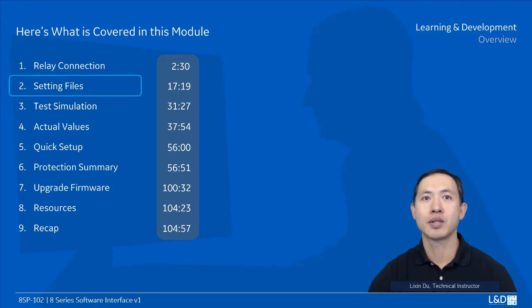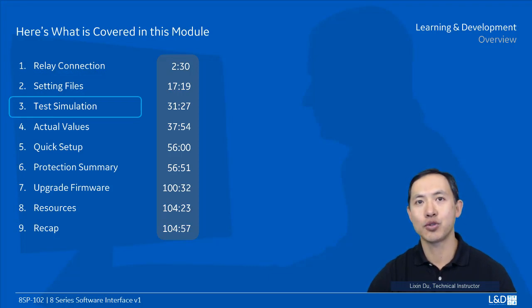Setting files. In this session, we'll introduce how to read and write the setting file, how to duplicate, rename, edit, and compare the setting files, how to create an offline setting file and print that setting file, as well as how to convert SR setting files into 8-series format. Test simulation. In this section, we'll introduce how to set up the simulation test for pre-fault, fault, and post-fault parameters.